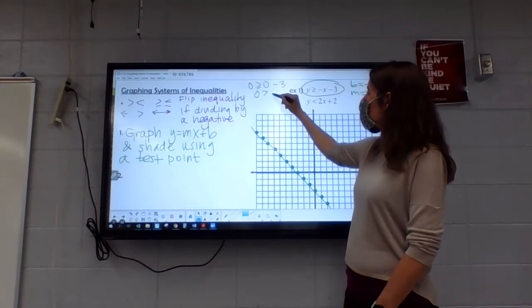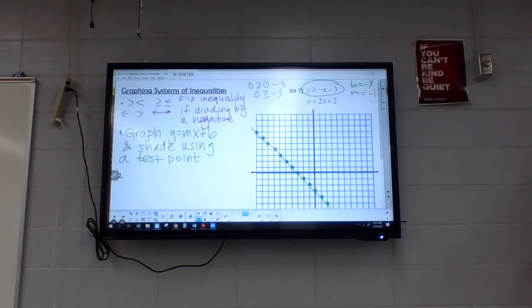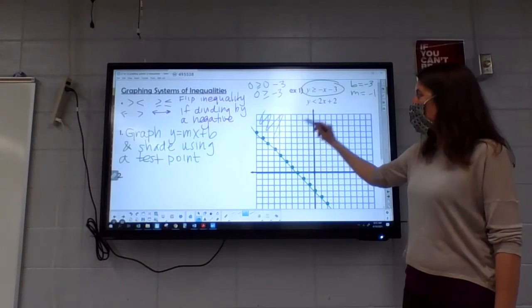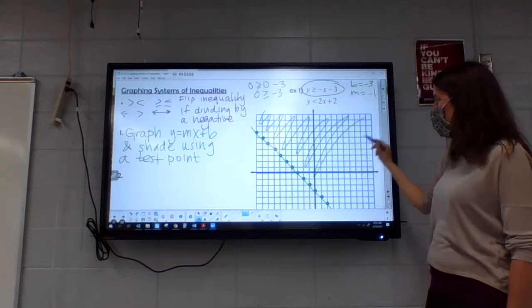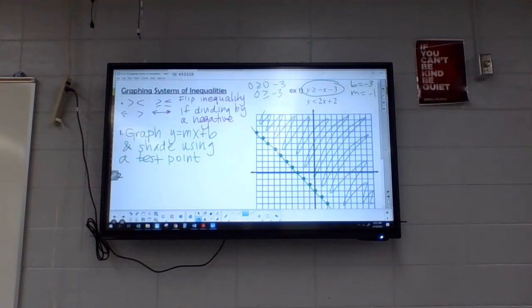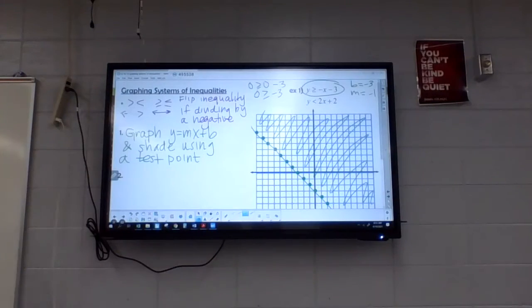Is 0 greater than or equal to -3? Yep, 0 is greater than -3. So we're going to color up here. Now again, if you're using highlighters, they actually work really nicely with this because the colors will actually mix for you, which is a little satisfying. 0, 0 worked.